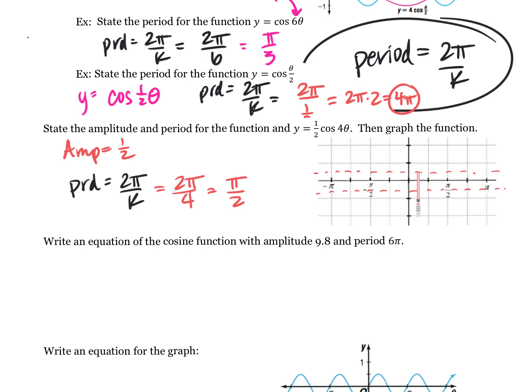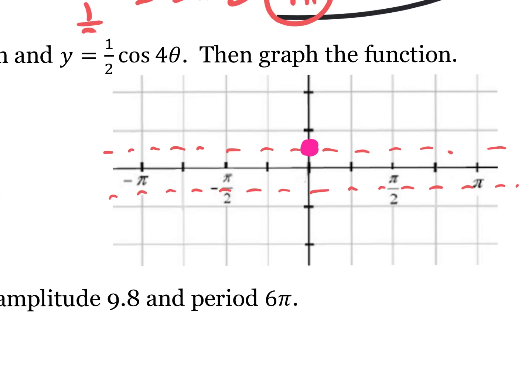Holy smokes. Okay, where does cosine start? Cosine always starts at 1 or the amplitude, right? Our amplitude here is 1/2, so I'm going to start at 1/2 and put a dot right on my amplitude. It's cosine, so I start at the amplitude. When do I get back to that point? What's the period? We just found out that the period is pi over 2. So I got to go to pi over 2 and I got to be done.